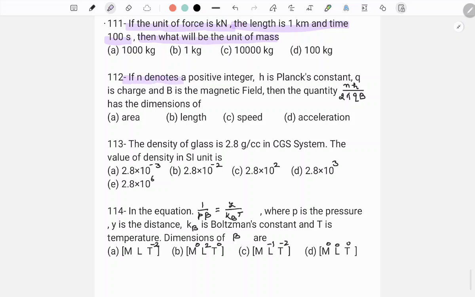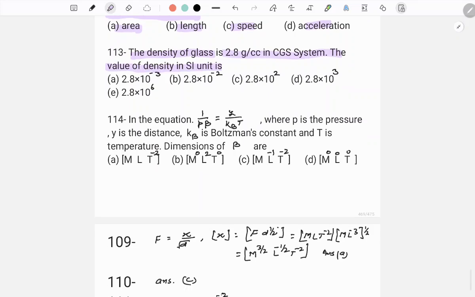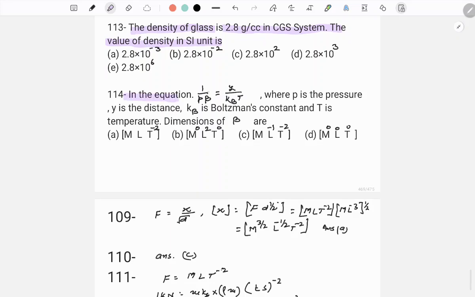Next, if n denotes a positive integer, h is Planck's constant, q is charge and B is magnetic field, then the quantity nh upon 2 pi qB has the dimensions of area, length, speed, acceleration. Next, the density of glass is 2.8 gram per cc in CGS system. The value of density in SI unit is. Next, in the equation 1 upon Pβ is equal to y upon kBT, where P is pressure, y is distance, kB is Boltzmann constant and T is temperature. Dimensions of beta are.